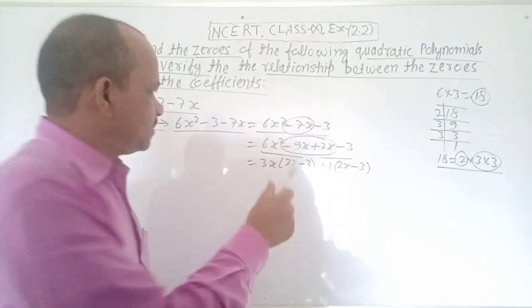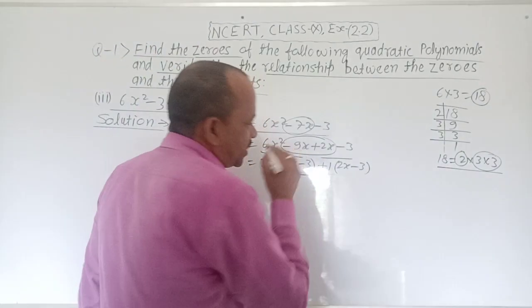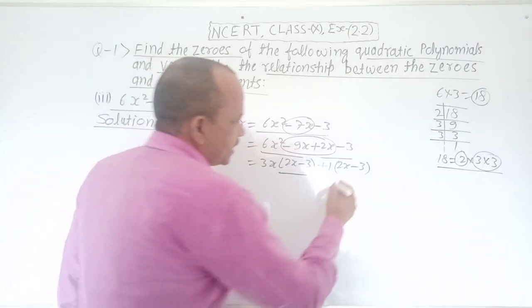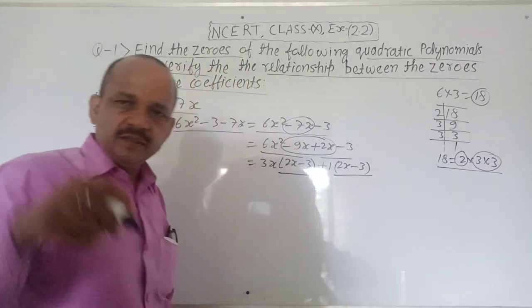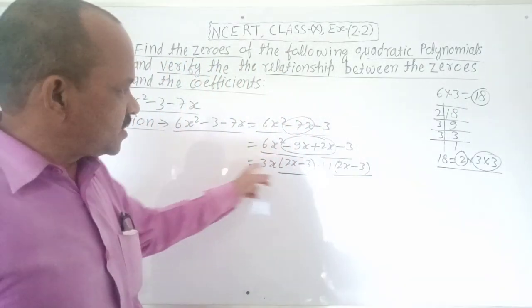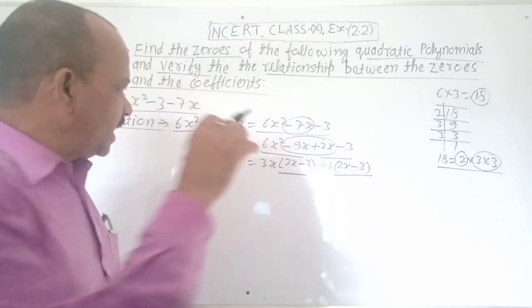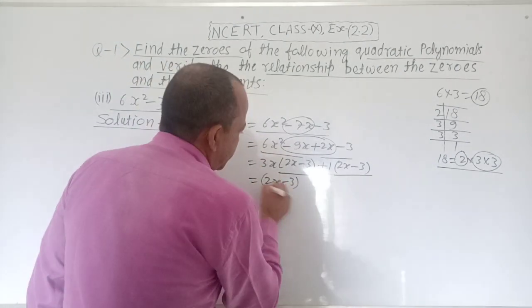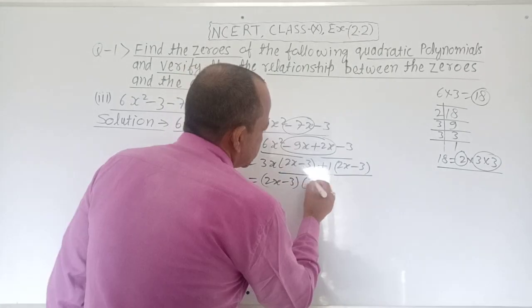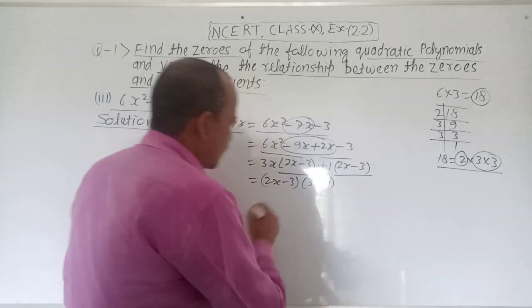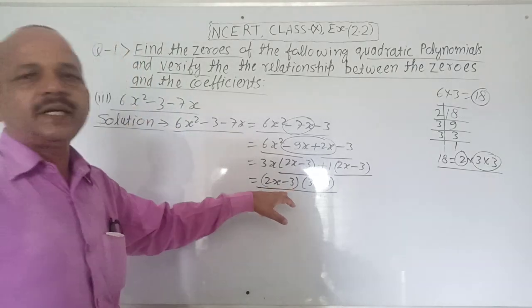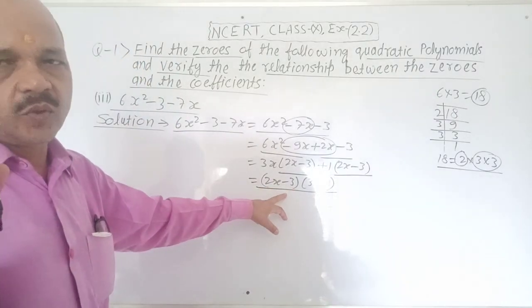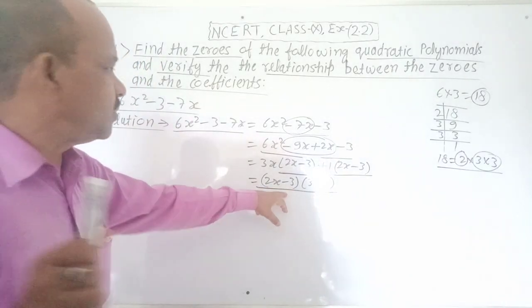Very good. Here 2x -3 in the first brackets. Here 2x -3 in the second brackets. It means your process is correct. You can write it: (2x -3) and (3x plus 1). Clear? No confusion about it? Very good.